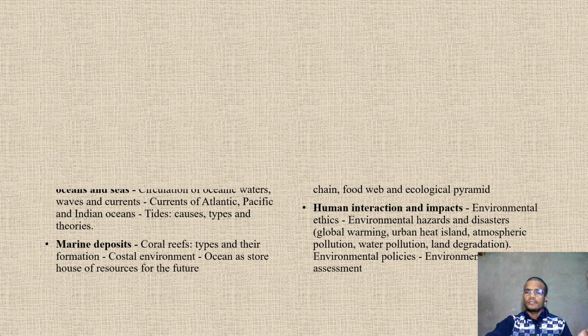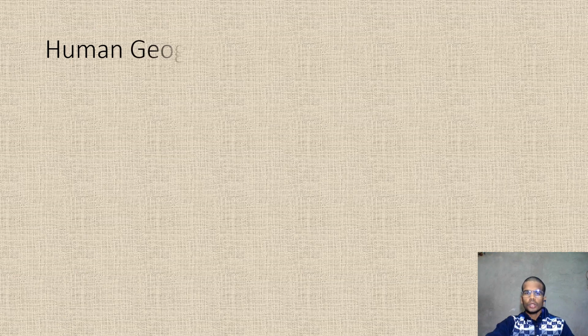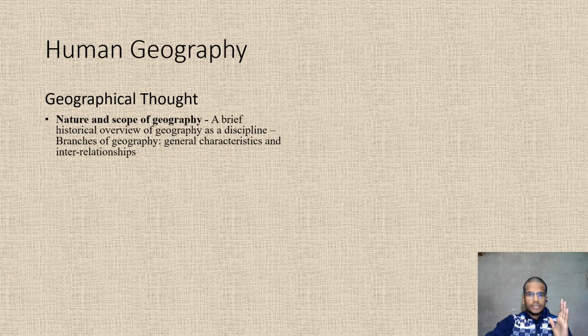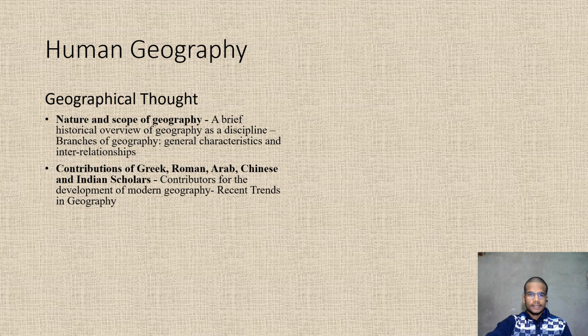Now let's jump to the human geography part. The first part is the geographical part. This is the really important part of your syllabus. You will get at least 40% of your questions from the geographical part, so you must not miss any of the topics in this part.